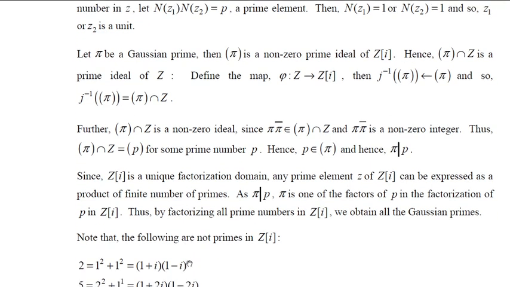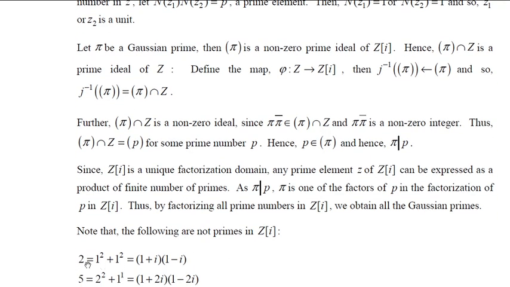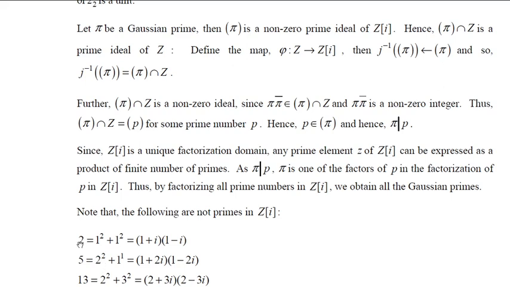Note that the following are not primes in Z[i] because 2 can be expressed as a sum of squares of integers. And this is nothing but (1+i)(1−i), where these two are primes. But 2 is prime in Z, while these two are prime in Z[i]. And 5 = (1+2i)(1−2i), and 13 can be expressed similarly.